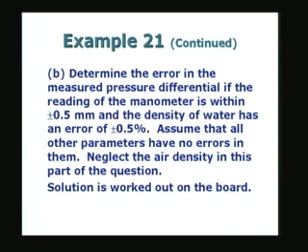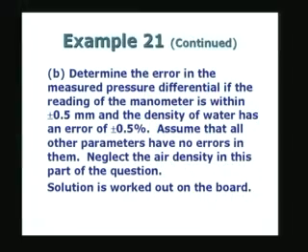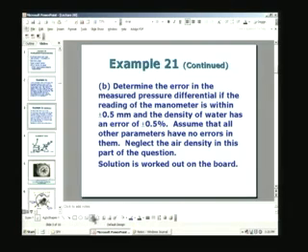The second part of the question is to determine the error in the measured value of the pressure if the manometer reading itself is subjected to some error of plus or minus 0.5 millimeters. While taking the reading, we make that kind of an error, and also the density of water has an error of about 0.5%, because it is uncertain because of various reasons, especially the temperature measurement, or the temperature is given at 20 degrees. If the value of temperature has an error, the density will have a corresponding error, and so on. We will, for the second part of the problem, assume that all other parameters are subject to no error, and we will also neglect the air density in this part of the question, just to highlight some of the differences we find. So, what I will do is I will work out the solution on the board.